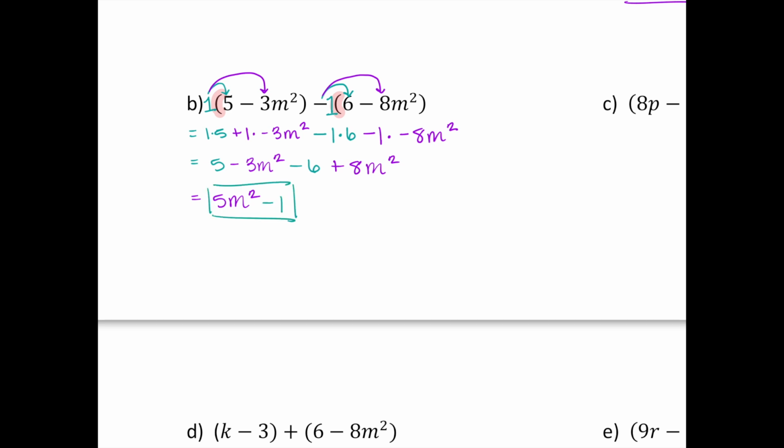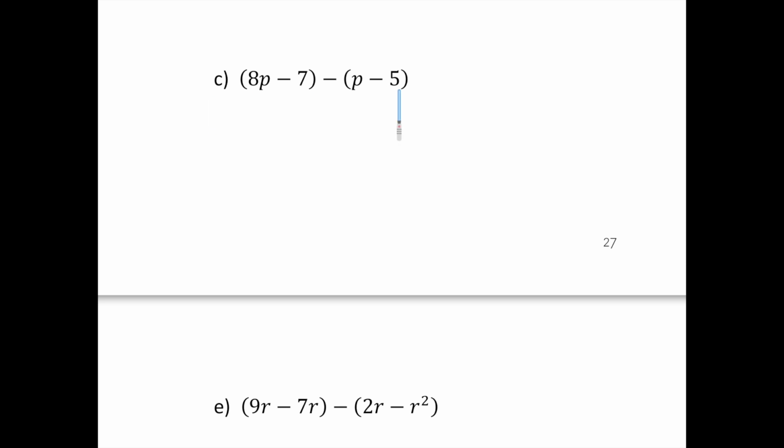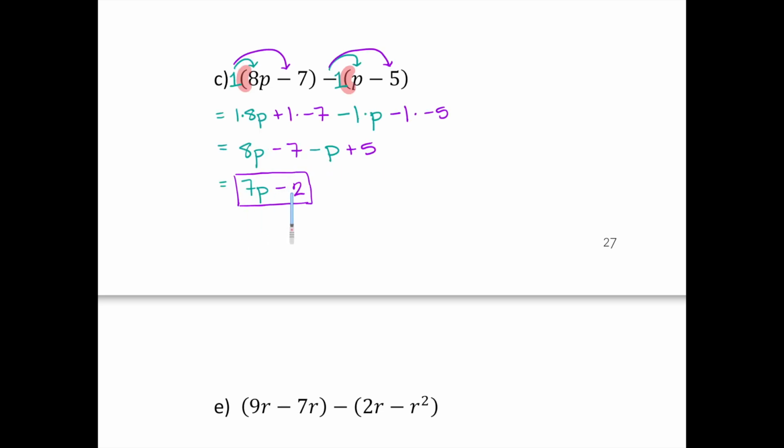What I want you to do now is example C on your own. And once you're finished, come back to check the answer. Go ahead and pause the video now. The answer is 7p minus 2. If you did not get that correct, you can come chat with me about it next time in class.